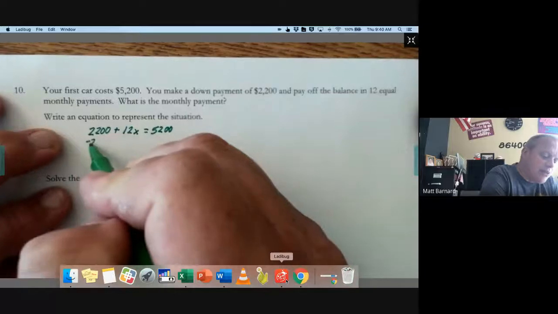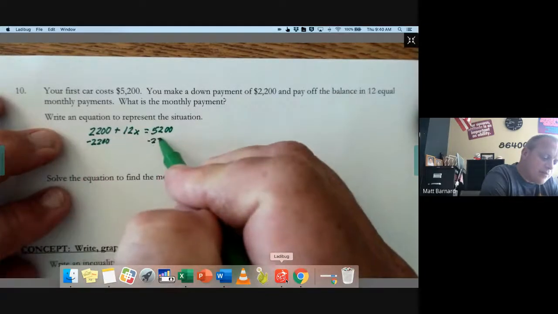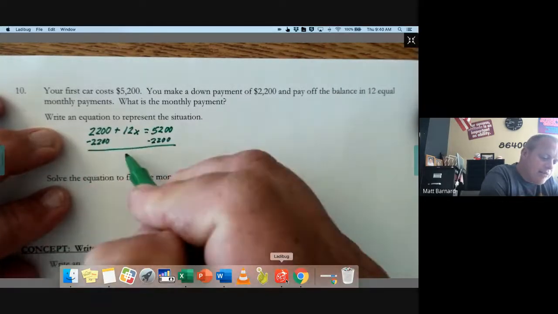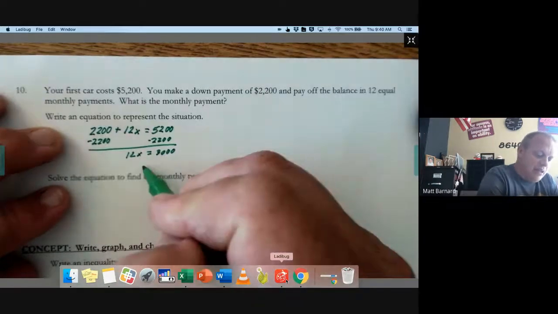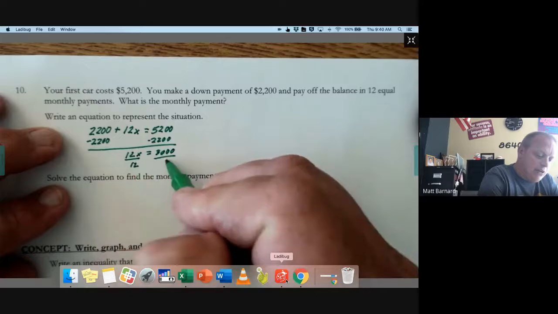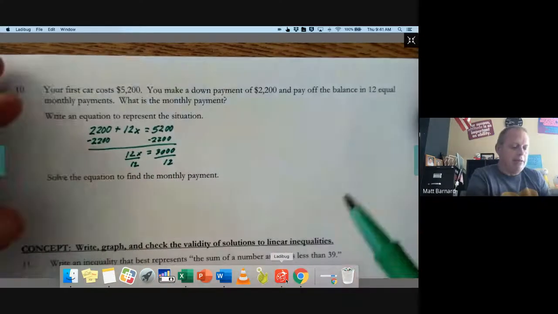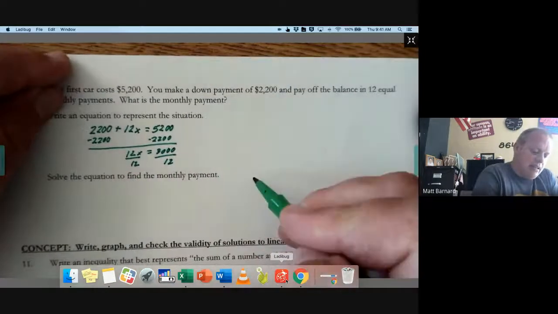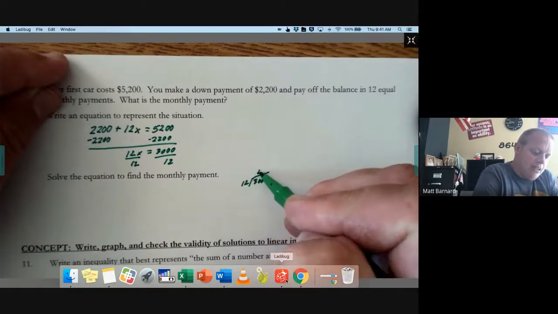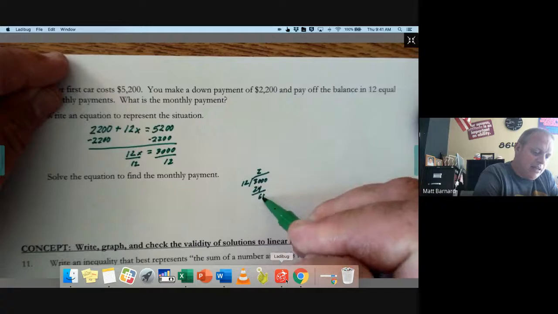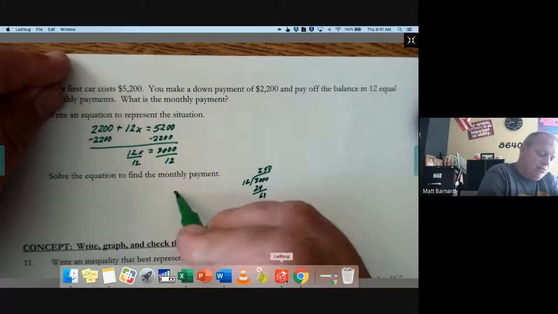So I'm going to subtract 2,200. And that's going to give me 12x is equal to 3,000. Then I've got to divide by 12, and that will tell me what my monthly payment is. So let's see, 3,000 divided by 12. Let's see, twice. I can use a calculator, but that's going to be $250 a month.